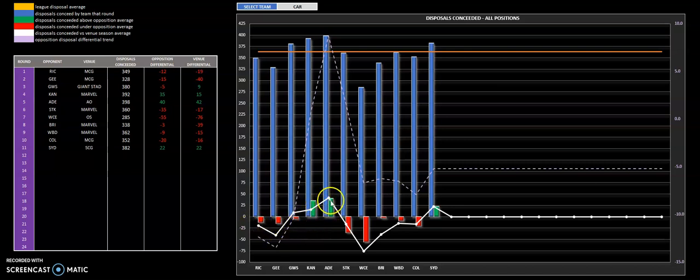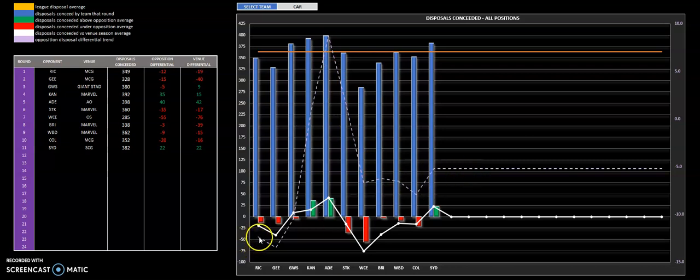This white line here is the venue average. So you can see here the West Coast game, they've kept them 75 below the average at Optus Stadium. That's not surprising, because I think Carlton had an obscene amount of disposals in that game themselves. And then this purple line here, I'm not sure if it's useful or not, but it's basically the trend of opposition differential.